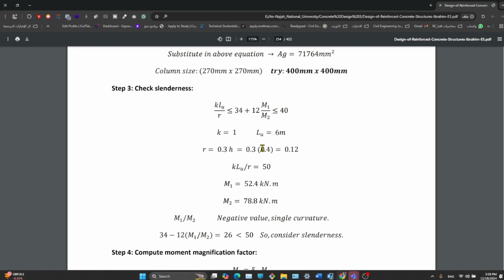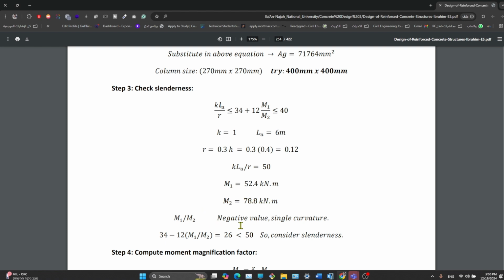And if you remember, we have a formula to check if we can neglect the buckling effect, when KLU over R is less than or equal to 22. In this case, no, it is more than 22. So we need to consider the buckling failure. Oh, yes, I remember. So we have 50 now. So everything is given. Perfect. KLU over R. Now M1 is 52, we computed it at the bottom, and M2 is 78.